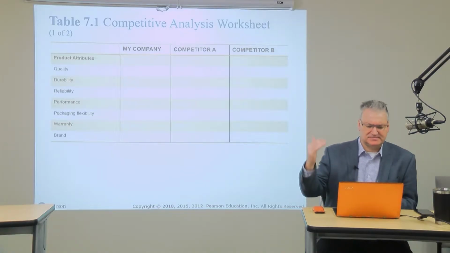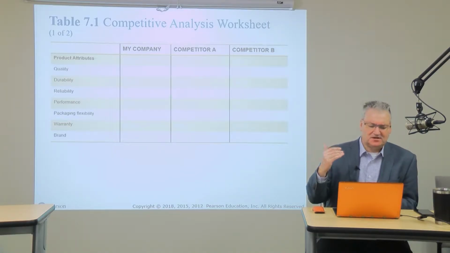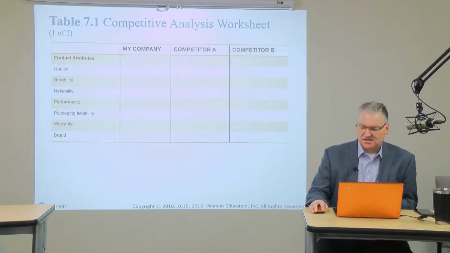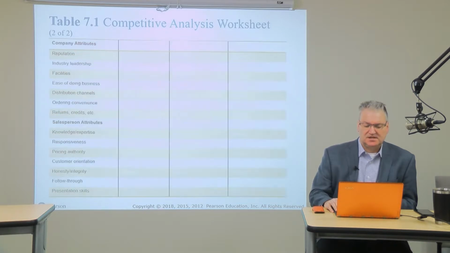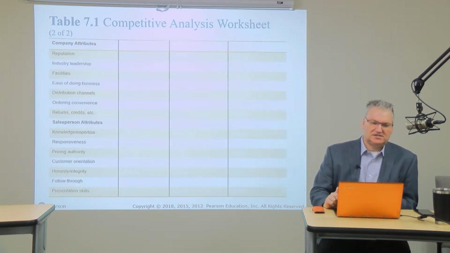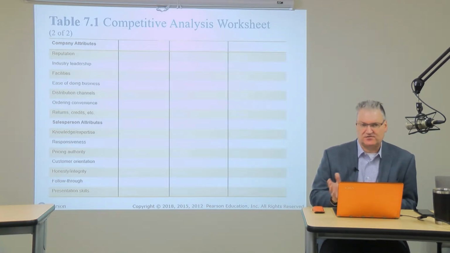Whatever this product attribute is, if it's software, it's going to be different than if it's a product. But you get the idea. It's very important to be able to analyze your product and know how you differentiate or stand apart from your competitors with product. The same thing is true with company. One of the things that was of extreme importance, particularly in a software business, is that you had a company that was viable.